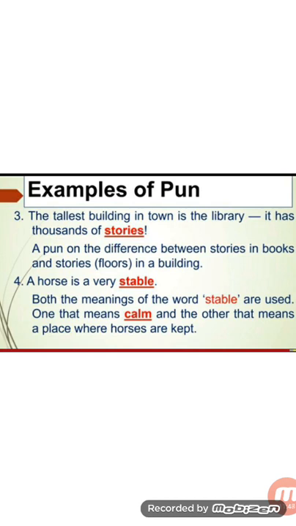A horse is a very stable. Both the meanings of the word stable are used. One that means calm and the other that means a place where horses are kept. Right? Stable and stable. If we read it, a horse is a very stable. What does stable mean? Yes, now you have become a bit stable, adjusted properly, right?